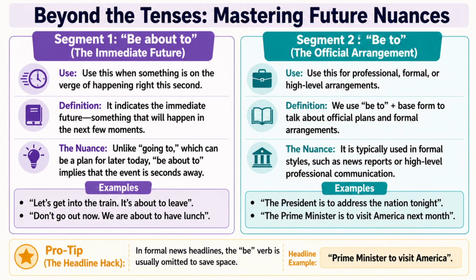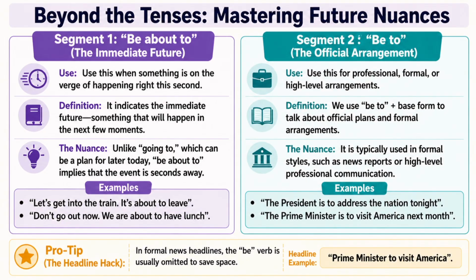We use be about to when something is going to happen immediately, within the next few moments. In other words, the action is just about to start. For example, "Let's get into the train. It's about to leave." This means the train is going to leave in just a few seconds or moments. Another example is "Don't go out now. We are about to have lunch." This means lunch is going to start very soon. Remember, be about to is used only when the future action is immediate.